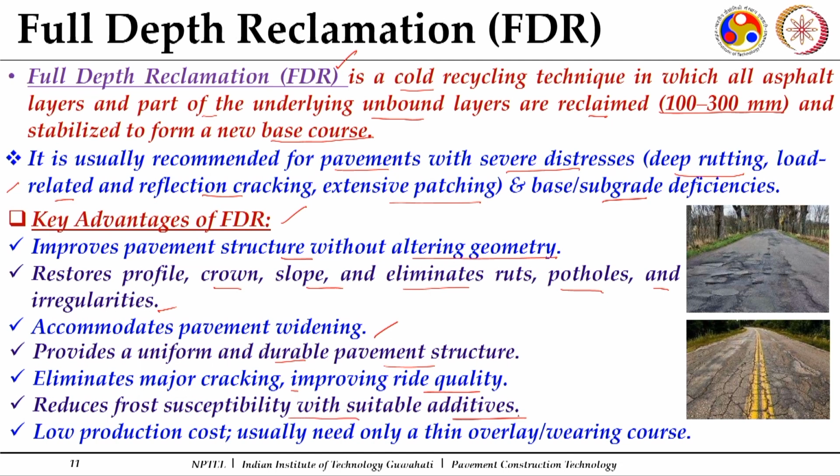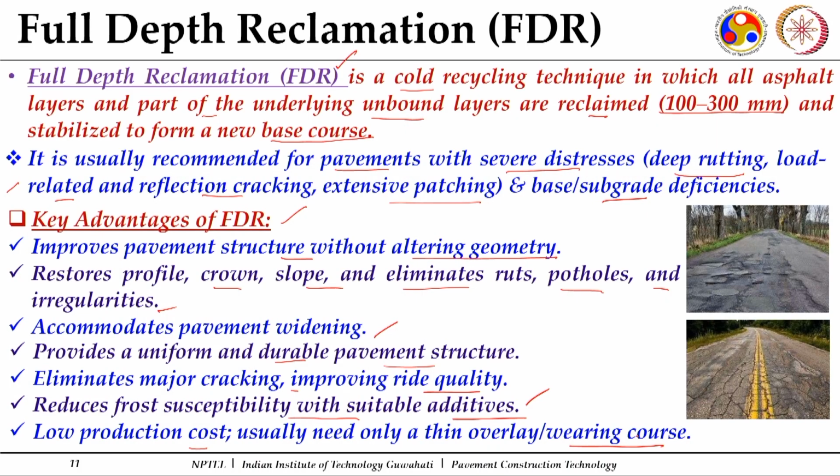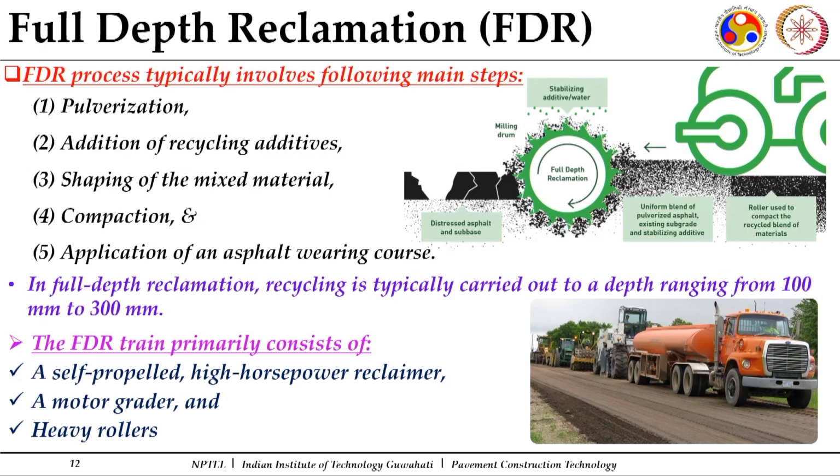It reduces frost susceptibility with suitable additives, because if some of the materials, specifically your unbound granular courses, may be more susceptible, specifically those which are highly clayey with high plasticity index values, then those kinds of materials can be stabilized using additives like lime, which can be used to stabilize those weaker materials. Low production cost, and usually you need only a thin wearing course, because this gives you a very strong base course. So, on the top of it usually you go for a thin wearing course.